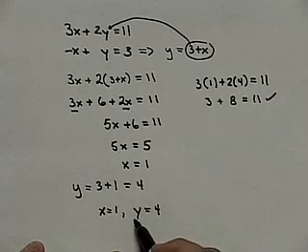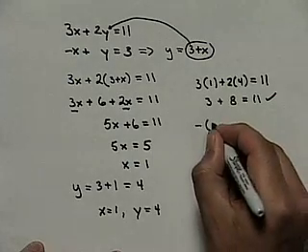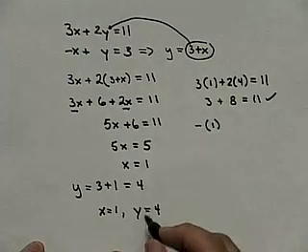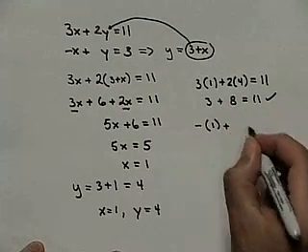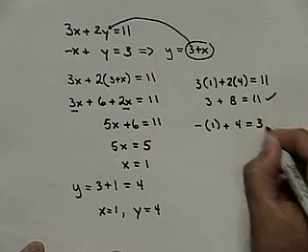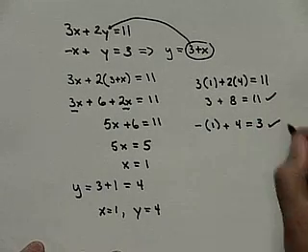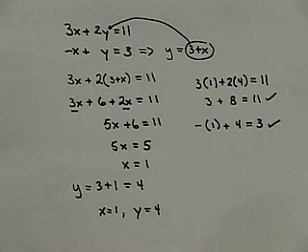Now just taking a moment and checking in the second equation as well. -x would be the value, -1 in this case, and then plus y, well our value for y is 4, so it's -1 plus 4, and it should equal 3. And working that out, -1 plus 4 does in fact equal 3. So we've got the solution to the first set of equations.